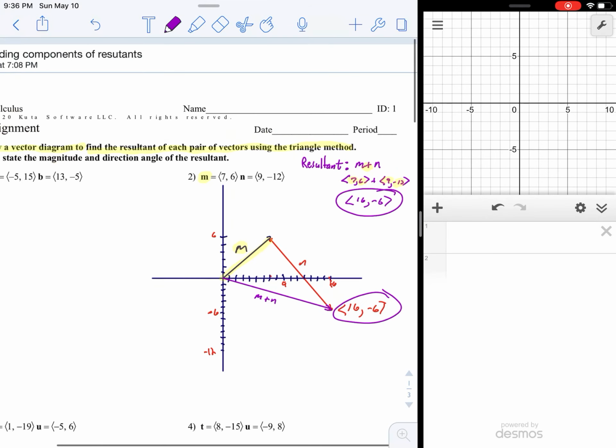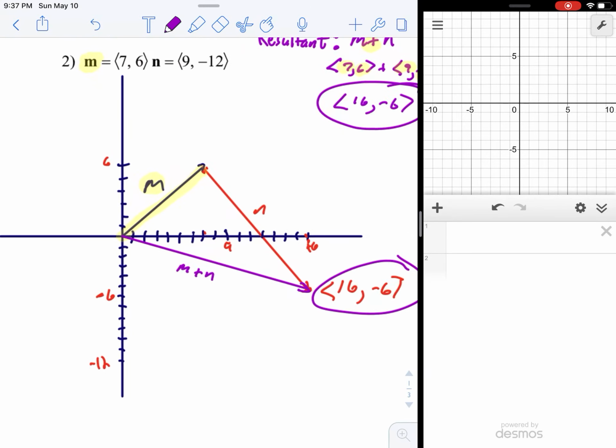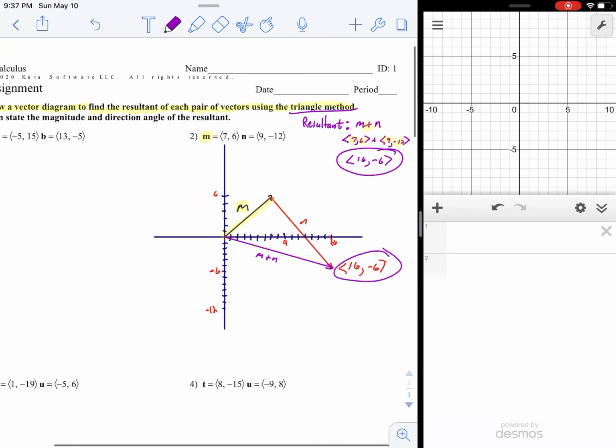The picture is just an exercise in getting you used to drawing a vector diagram and understanding what the triangle method is. So that is going to be part of the assignment, that you need to sketch that out. But here, let me scroll down to the answer key.